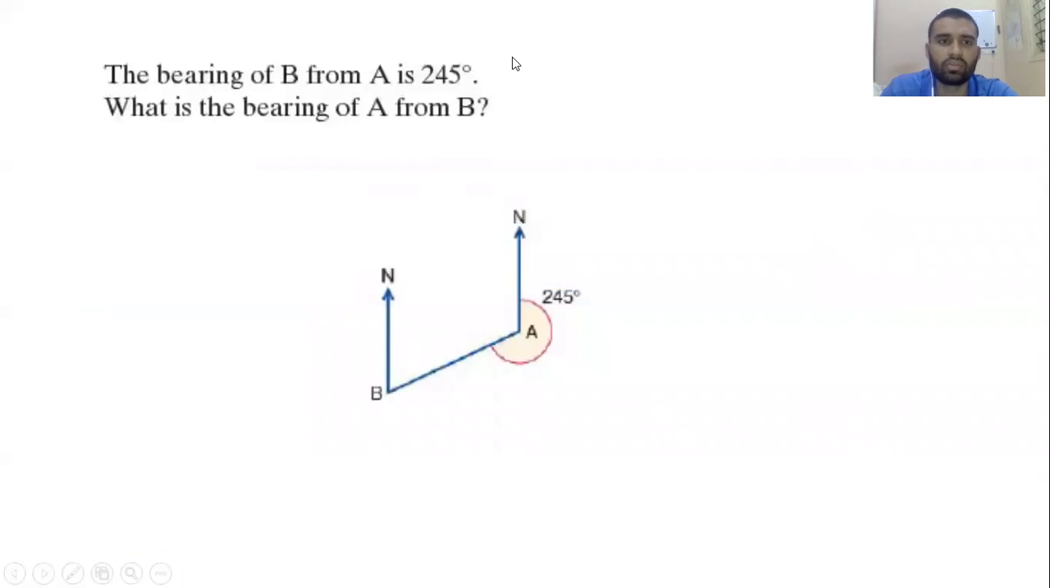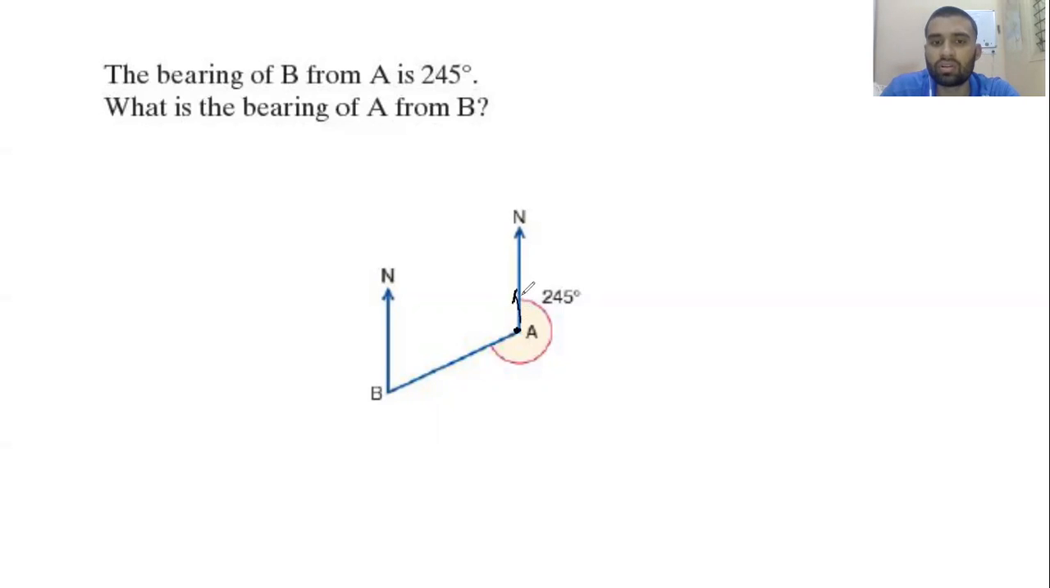So this is the given question, which says that the bearing of B from A is 245 degrees, and what is the bearing of A from B? Remember that whenever the question says from A, that means at point A you need to stand and look at B. You stand at point A and look at B, and however much you turn, that's the bearing.